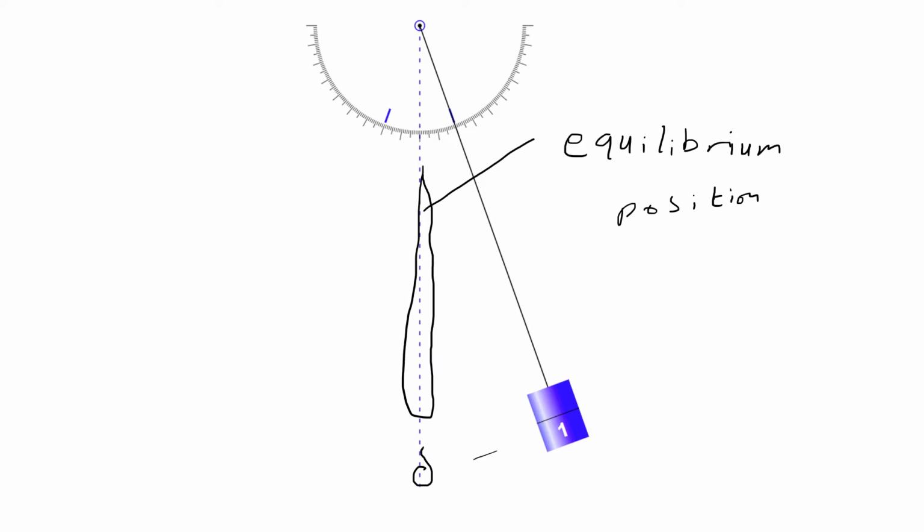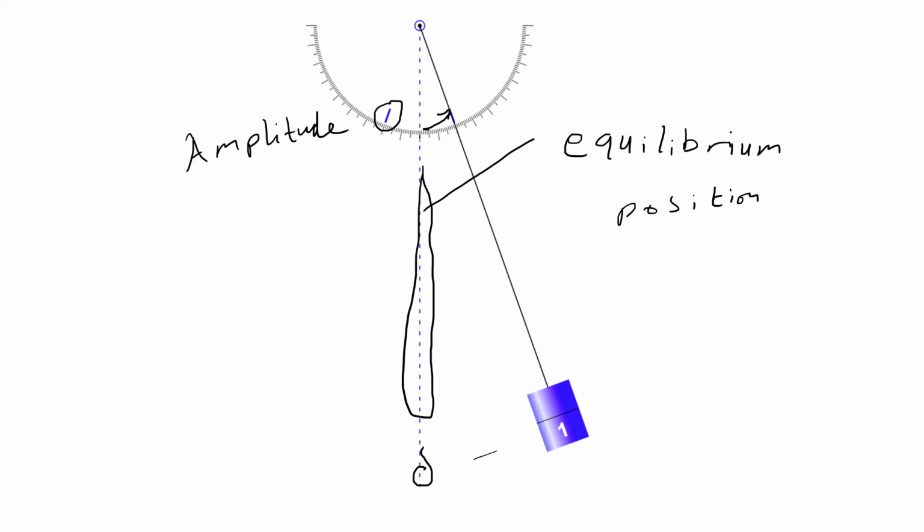I don't know why those menus are cropping up, sorry about that. There's our angle. That maximum angle there is called the amplitude. So the biggest displacement, or the biggest angle the oscillator gets to, is the amplitude.